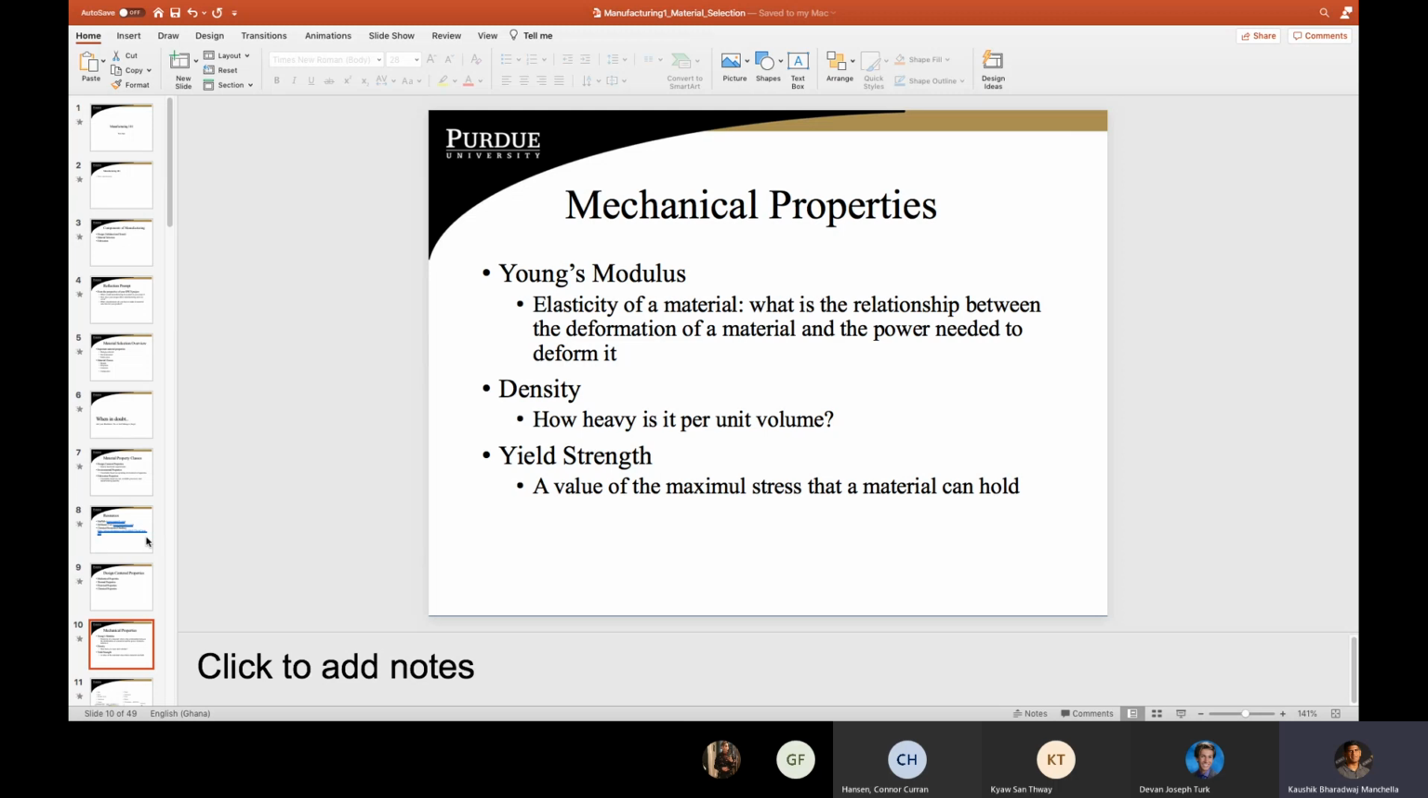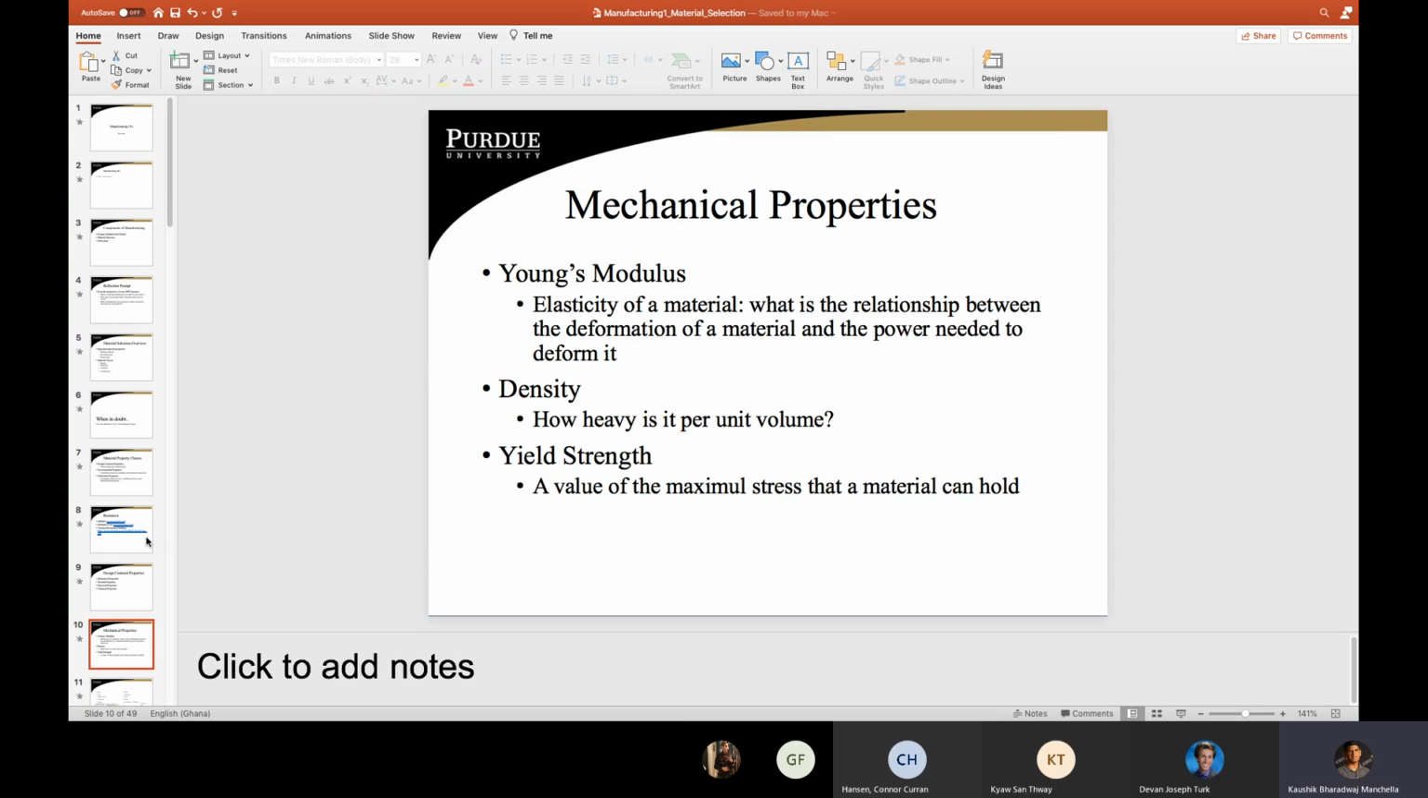Under mechanical properties, these are typically the three things that you consider before picking your material. First is the Young's modulus, which essentially is the elasticity of the material. So the relationship between the deformation of the material and the force that is needed to deform it.